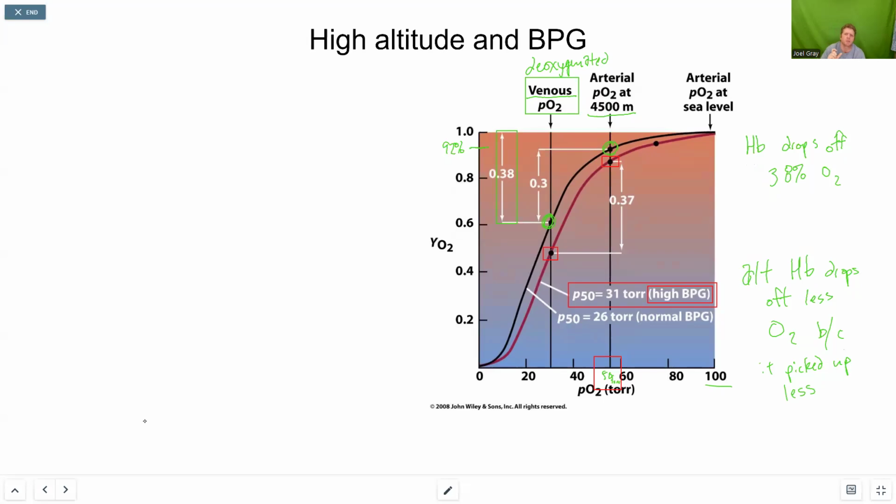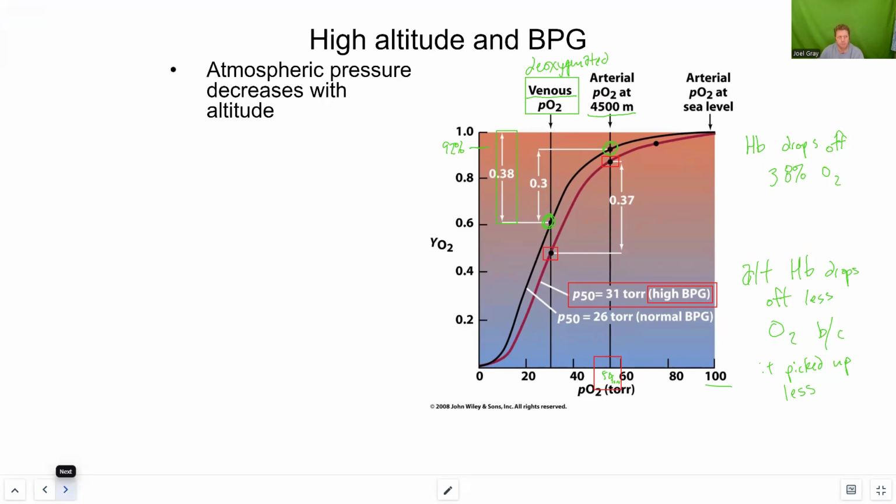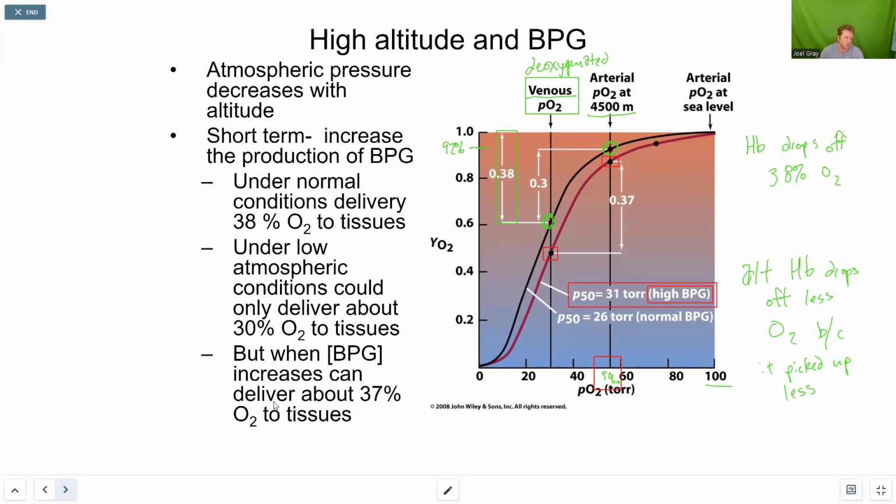So I'm not sure about the relationship between that and this, but what this tells us is that bisphosphoglycerate plays a role in basically helping you in a low oxygen environment. So the atmospheric pressure decreases with altitude, which is what we see when we go up to 4,500 meters. And in the short term, your body's going to make more BPG. And essentially, this is all of what I said.